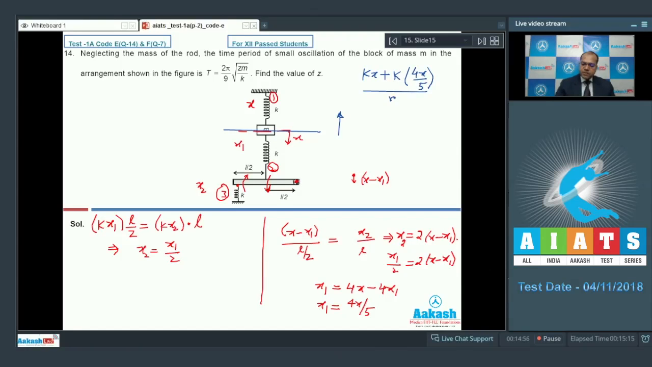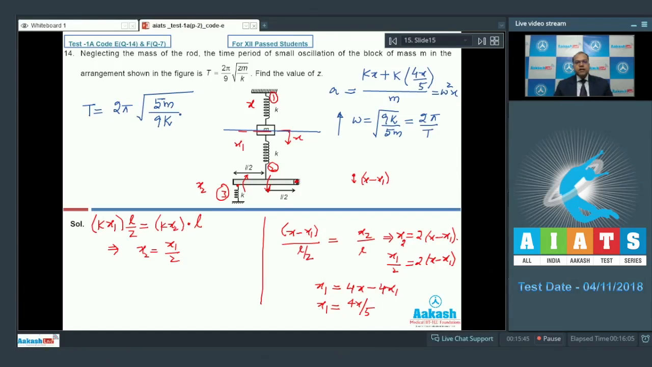So if I divide by mass, this is the restoring acceleration, and that acceleration must be equal to omega square into x. So from here we can calculate the value of omega. That comes out to be under root 9k by 5m, and this is equal to 2 pi by capital T. So from here we can calculate the value of capital T. Capital T comes out to be 2 pi into under root 5m by 9k.